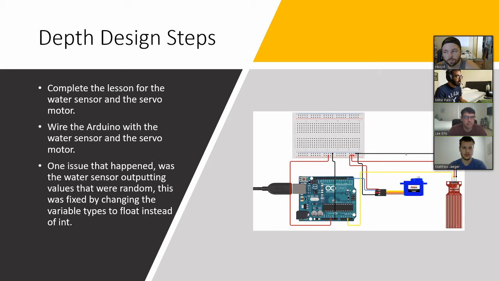Next, the depth design steps were taken. We completed the lesson for the water sensor and the servo motor, and then wired the Arduino with the water sensor and the servo to complete the circuit. One issue we had here was that the sensor was outputting random values, and this was fixed by changing the variable types to float instead of int.